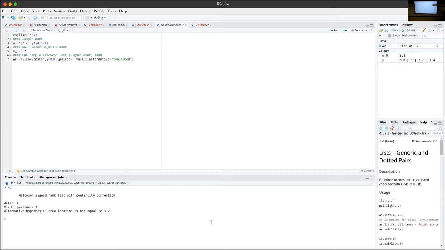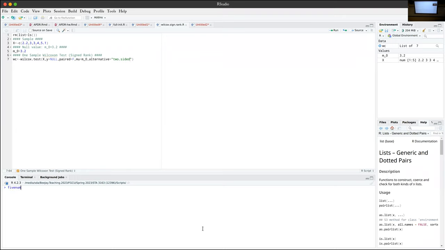Forgetting about that 7.5, because there's a thing called continuity correction, which we apply when we do a continuous approximation, such as the normal distribution. So ignoring that part, above 8.5, below 8.5, you get 1. By default, it is two-sided, which is why I'm getting a p-value of 1. It means that we shouldn't be rejecting the null. We have evidence that supports that the median is in fact equal to 3.2.